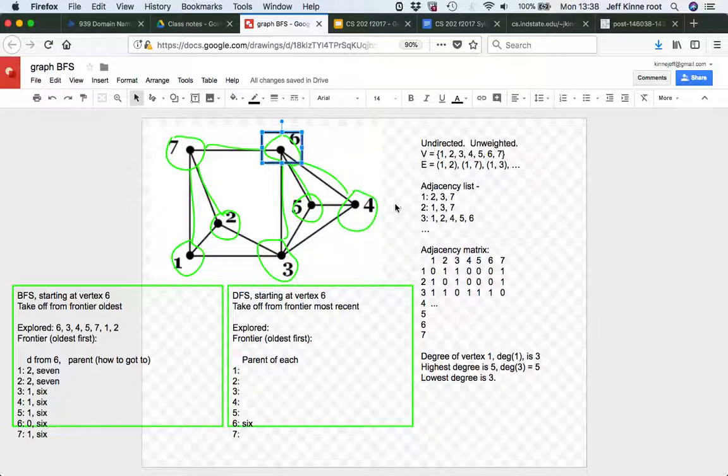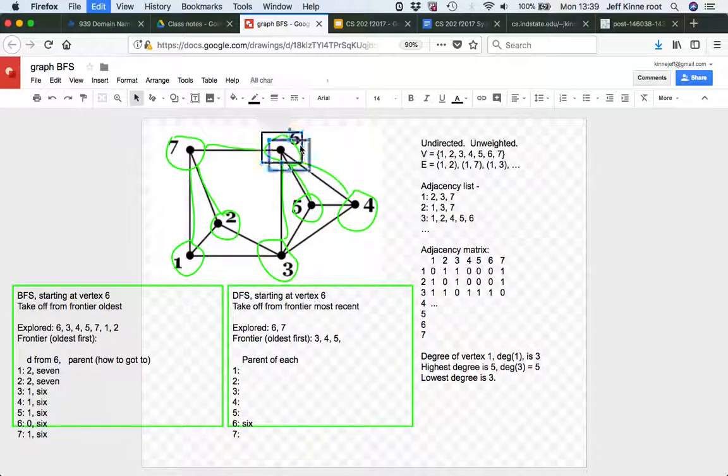We start off with just 6, so we start with our frontier like that. We're going to look at all the neighbors. We'll put them in increasing number order, 3, 4, 5, 7. And then we take 6 and it's on our explored list. For the next step, we take a vertex from the frontier, put it onto explored, and we'll take the most recent. So the end of this list is going to be 7.